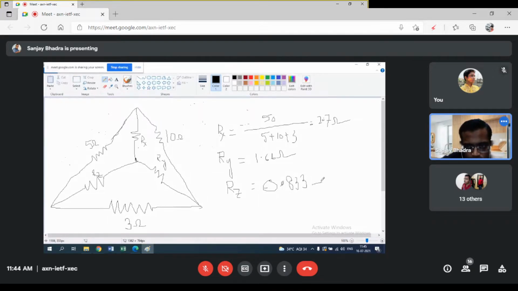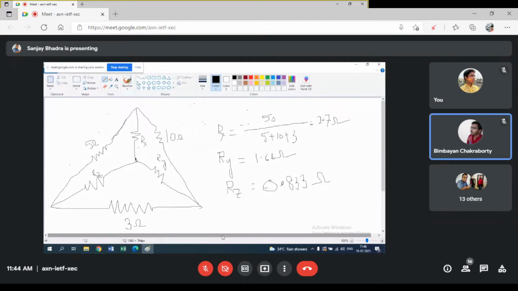Is that okay, what I wrote? Fine. So this is my delta configuration given, and you can find out the star configuration, isn't it? Is it okay with everyone? Any doubt with anybody? No, sir. Okay, fine. Now we'll do the reverse process. I have my star configuration given. Let me find out the delta configuration.